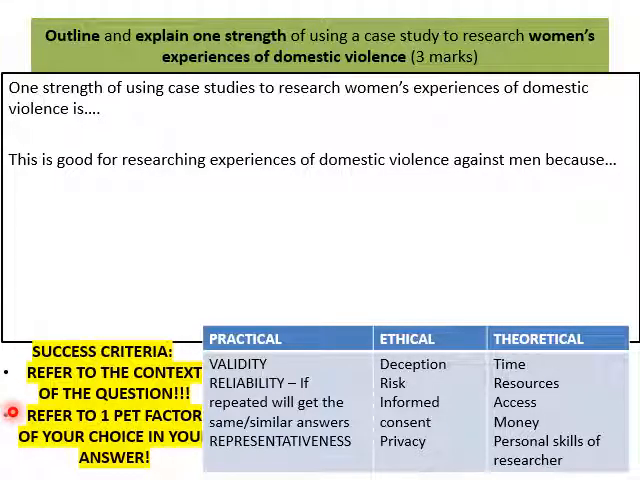Also, I'd like you to refer to one PET factor of your choice in your answer. So you could refer to validity, reliability, or representativeness. You could refer to deception, risk, informed consent, or privacy. You could refer to time, resources, access, money, personal skills of researcher. I don't mind which one you refer to as long as it works. Does it work for the context of the question that's given? Does it work when we're discussing women's experiences of domestic violence? And I'd like you to use the sentence frames given.